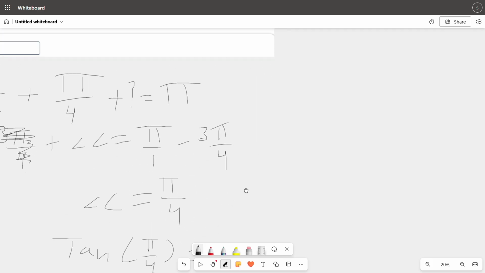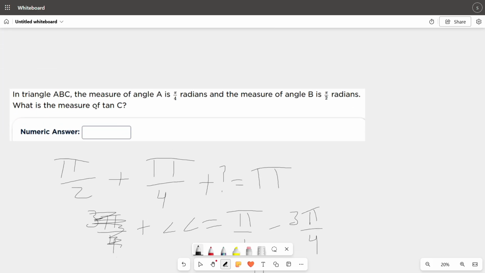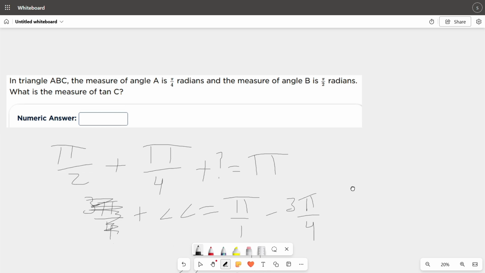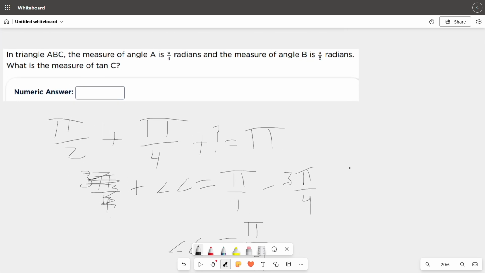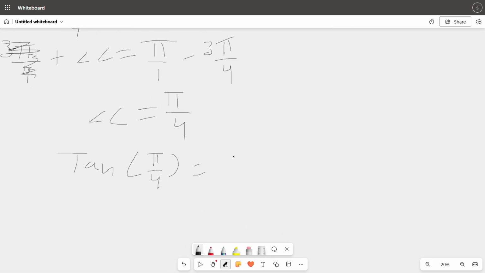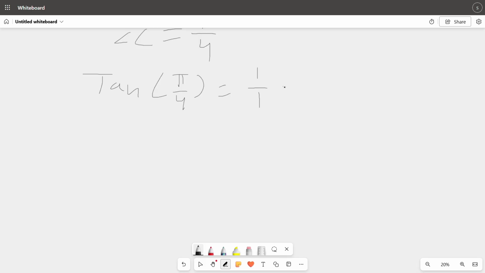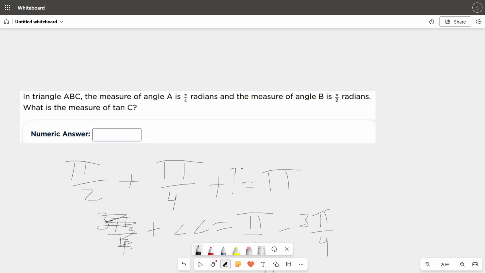Okay, so we know that since it's a 45, 45, 90 triangle, the two legs would be congruent. So that means since it's opposite over adjacent, SOHCAHTOA, it would be 1 over 1. So the answer would equal 1. So let's put that right there, and 1 is going to be our answer.